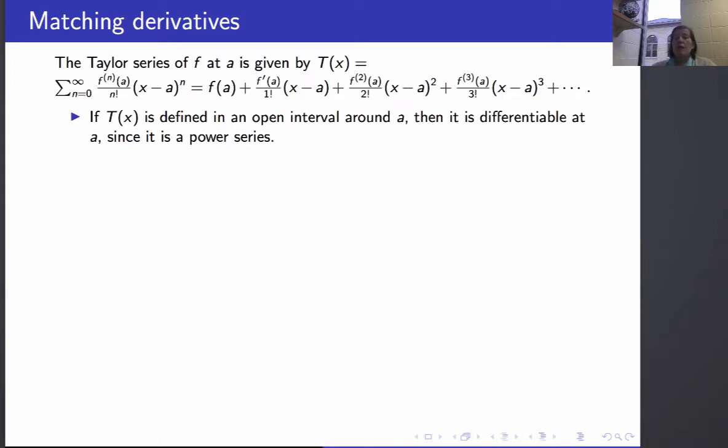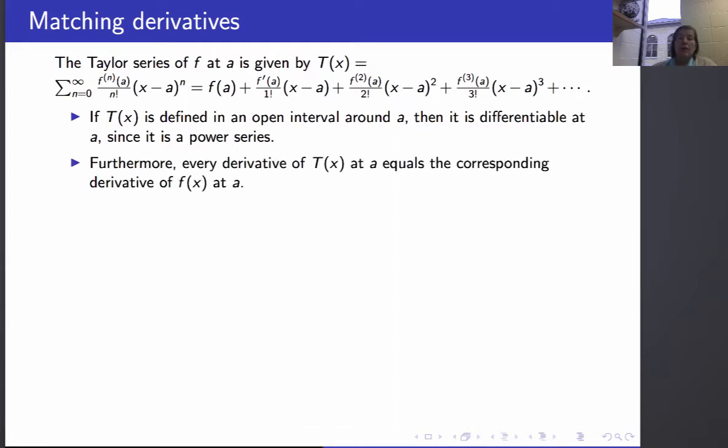Now, of course, it may very well be that the only place that this Taylor series converges is at x equals a. Certainly this infinite sum has to be finite at x equals a, but there's no guarantee that it's actually finite for values of x close to a. But suppose it is, suppose there's some open interval around a where this Taylor series converges, then it's differentiable at a since it's a power series. And it turns out that every derivative of the Taylor series at a equals the corresponding derivative of f at a.